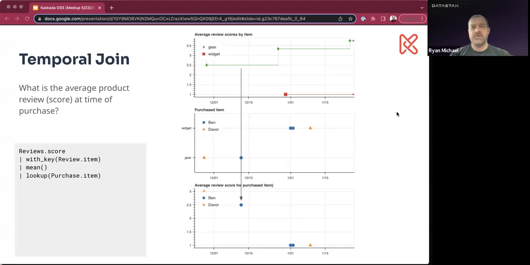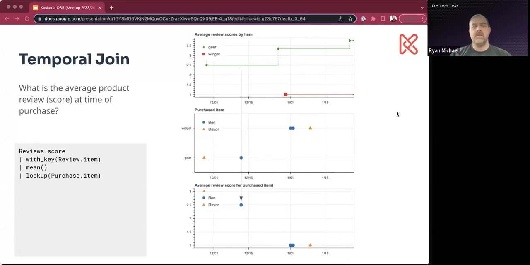This is the syntax for that. We basically start with the thing that we looked at previously. We take all the reviews, we associate it with the product, we compute an average. And then we just say, well, look up the value associated with each purchase. For each purchase, figure out what item was purchased, and then go look up the average review for that item or that product.